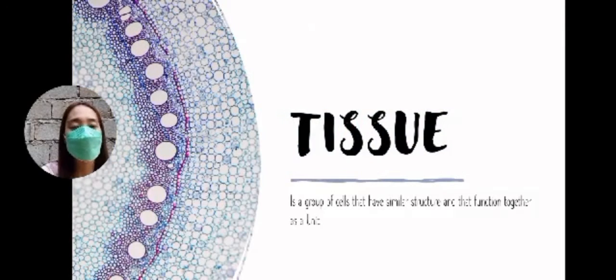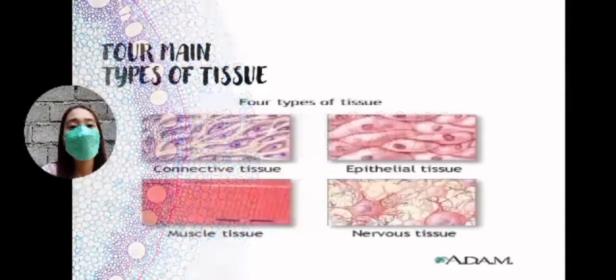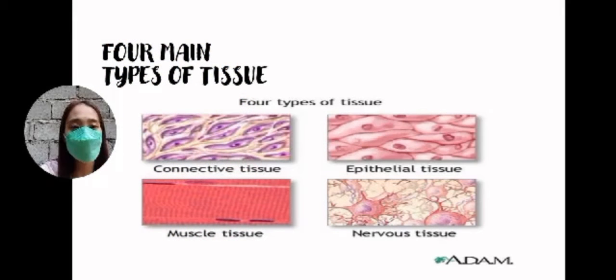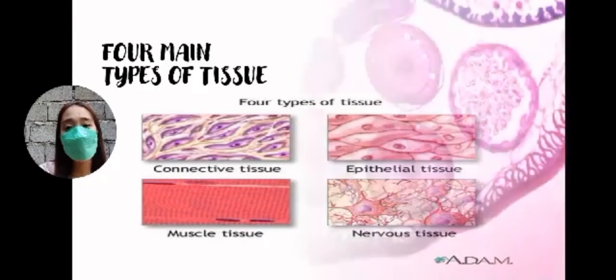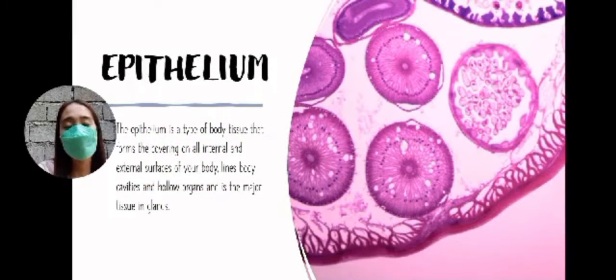Next is tissue. Tissue is a group of cells that have similar structure and that function together as a unit. So we have here the four main types of tissue, including the epithelial tissue, connective tissue, muscle tissue, and nervous tissue. Each is designed for a specific function.